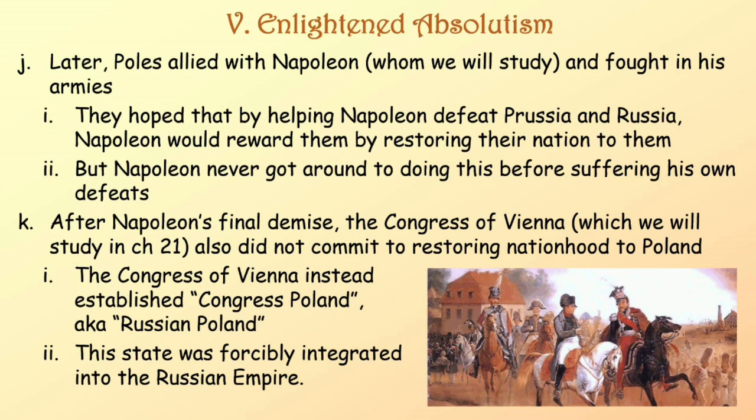Later, Poles allied with Napoleon, whom we will study, and fought in his armies, and they hoped that by helping Napoleon defeat Prussia and Russia, Napoleon would reward them by restoring their nation to them. But Napoleon never got around to doing this before suffering his own defeats. And after Napoleon's final demise, the Congress of Vienna, which we will study in depth in chapter 21, also did not commit to restoring nationhood to Poland. Congress of Vienna instead established a territory called Congress Poland, also known as Russian Poland, and the state was forcibly integrated into the Russian Empire.